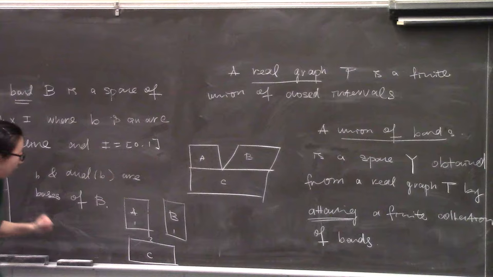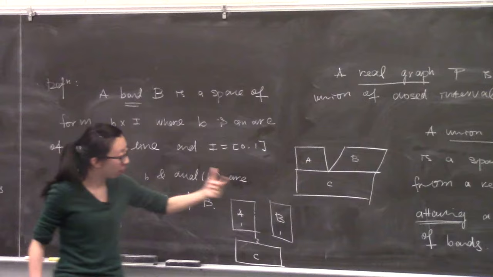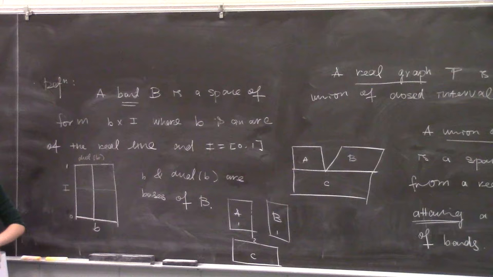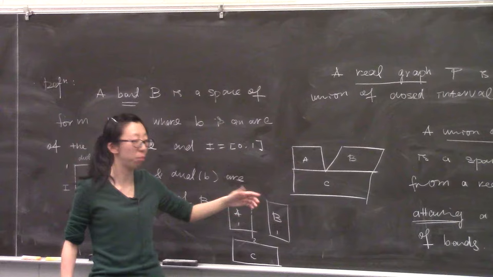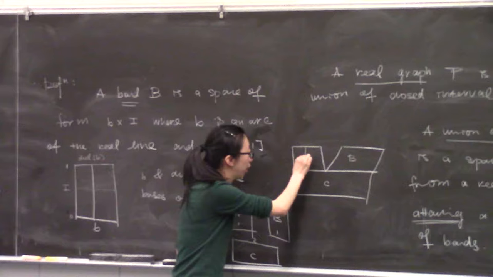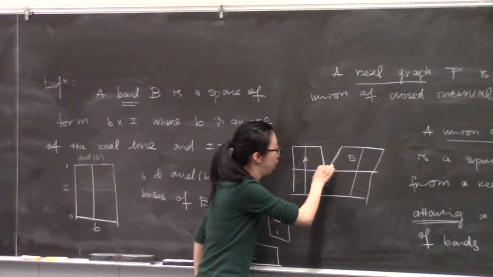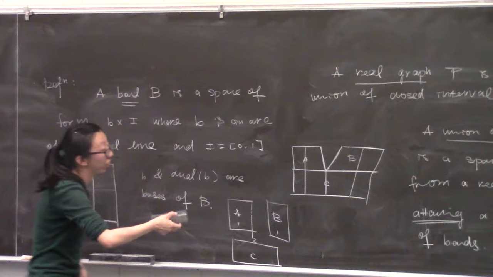And for a band, it is fully foliated by the vertical fibers. For each fiber, we call that a leaf. Similarly here, if we care about the boundary, we use foliation. If we don't care about the singular point, we call it lamination. So this is a leaf, that is a leaf, and the big Y in the middle is also a leaf. Okay, and so this is a union of bands.